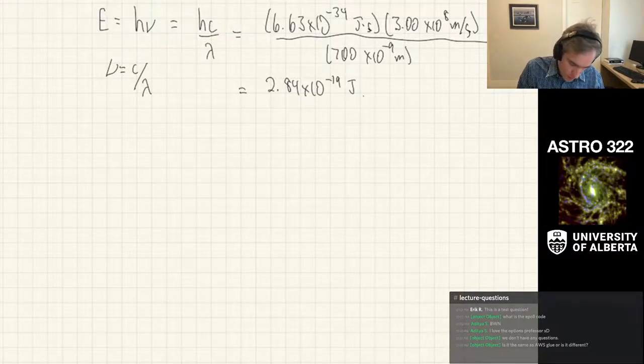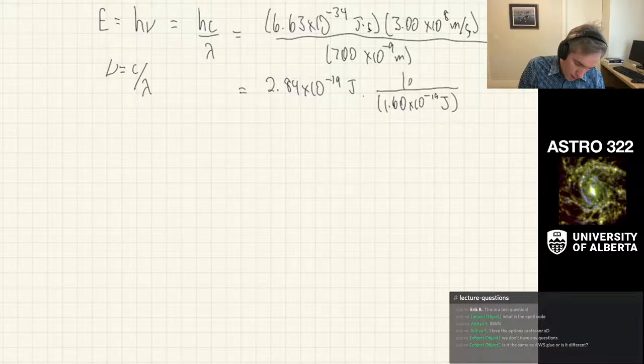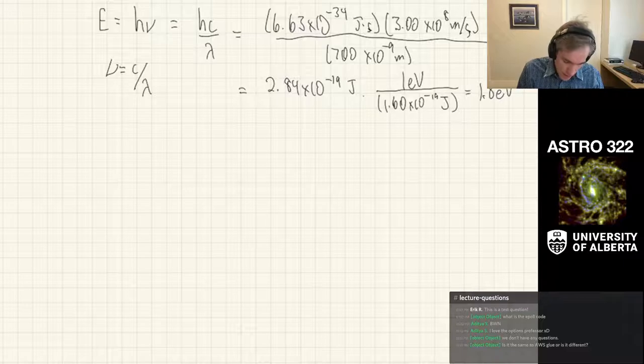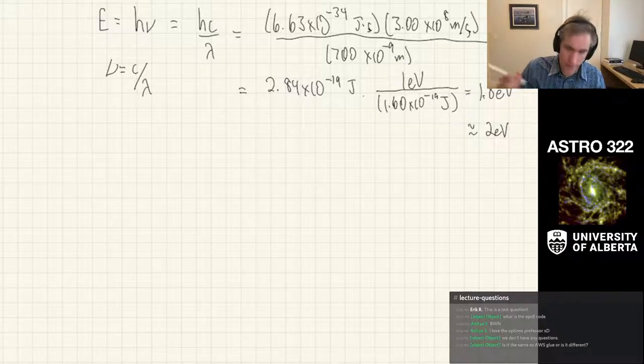So it's often useful to say, okay, I'm going to multiply that by the conversion factor of 1.60 times 10 to the minus 19 joules is equal to 1 electron volt. And that gives me a result of 1.8 eV. And if I'm being finicky about significant figures, that would be 2 eV, because there was only one in that 700 that came in here.